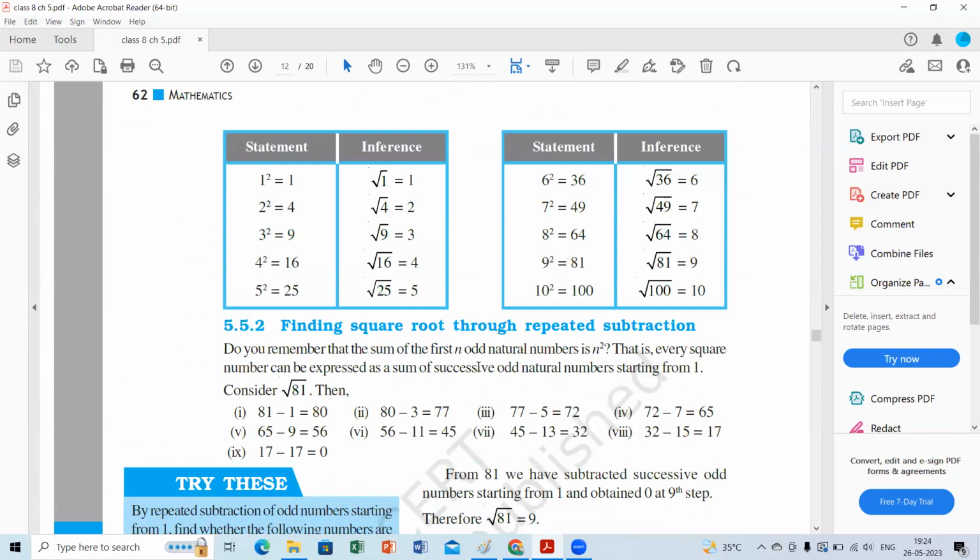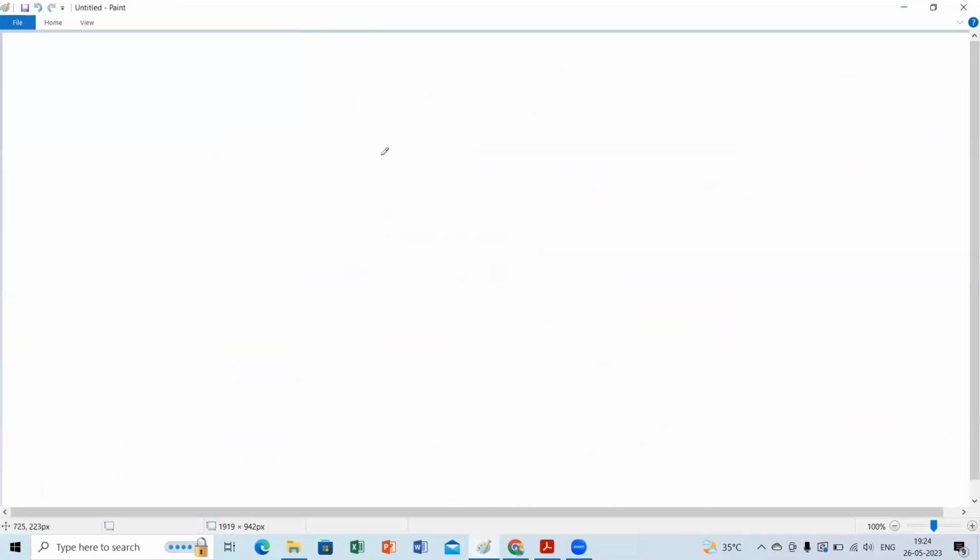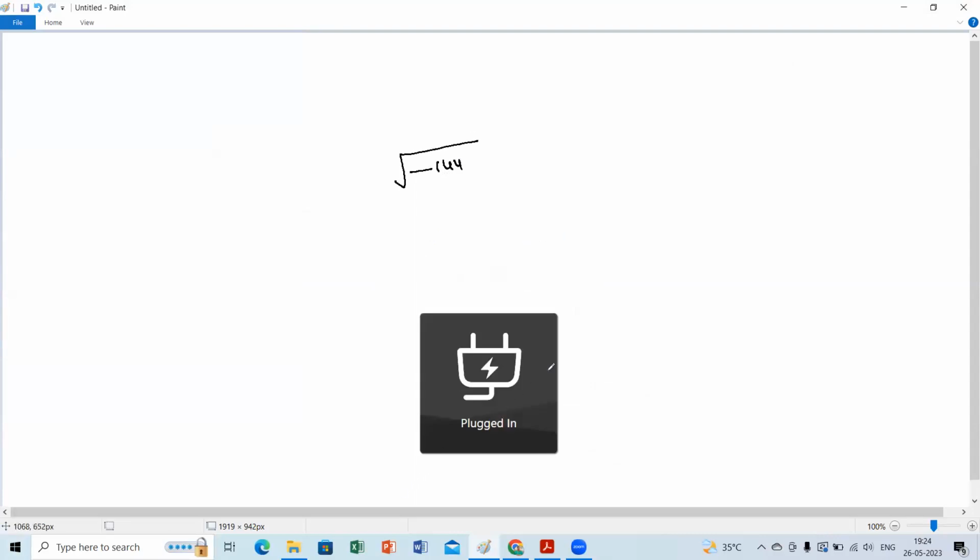Ma'am, for the negative square roots, what is the symbol they are denoted by? We cannot write it. Suppose you see negative square roots, negative imaginary numbers, those are complex numbers. But suppose any number like negative 144 is there, the square root of negative 144, how are you supposed to find it here? Yes.